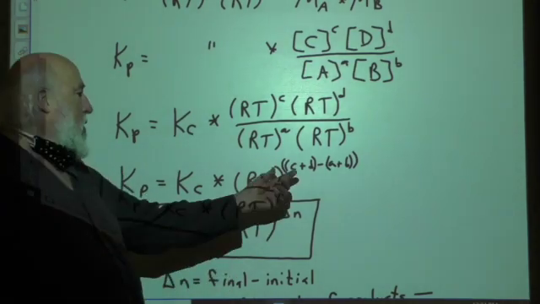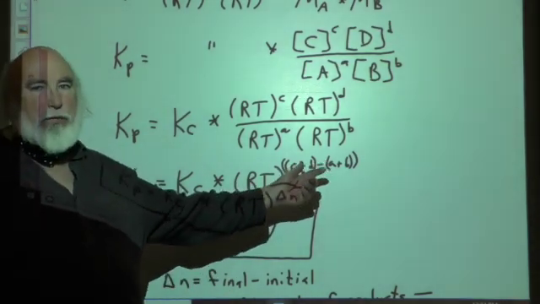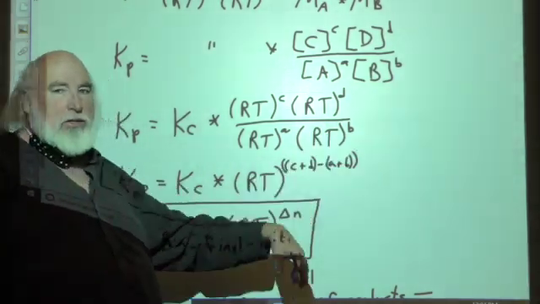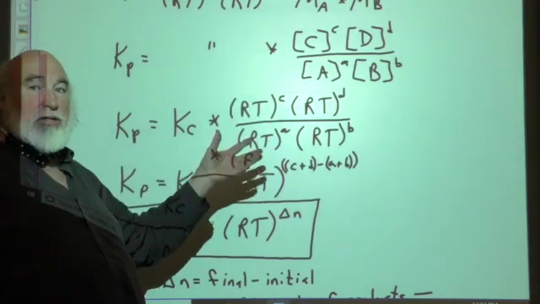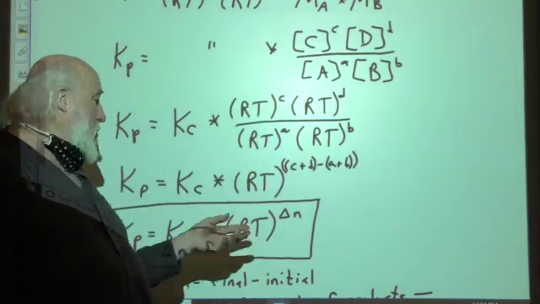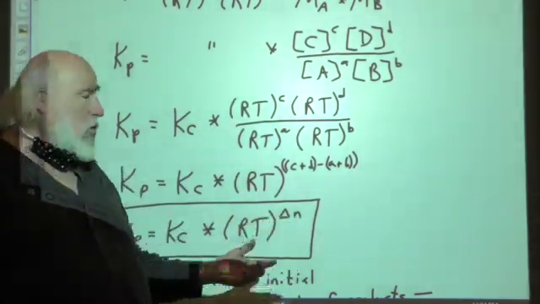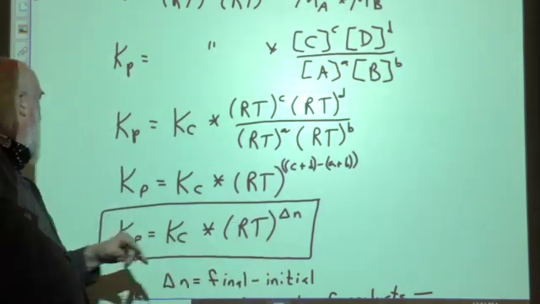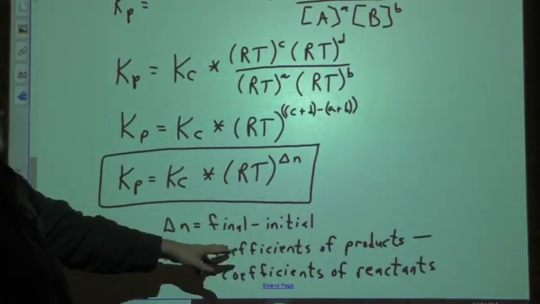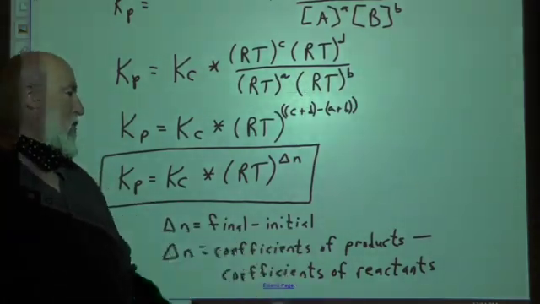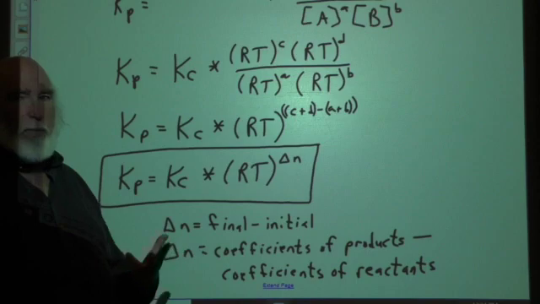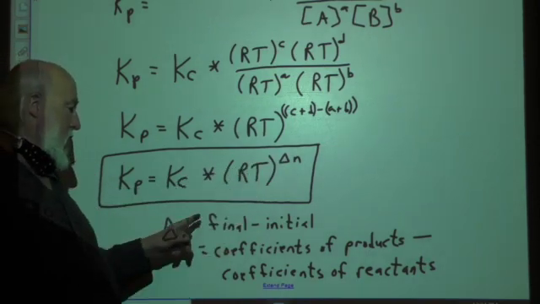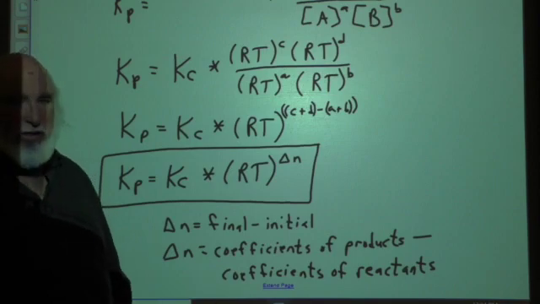Now, C and D are the coefficients of the products. A and B are the coefficients of the reactants. Products minus reactants, that's the change in coefficients. We use N for the change in coefficient. So this is delta N, which means final minus initial, or in this case, coefficients of the products minus coefficients of the reactants. We're going to have a couple of problems in your homework assignment that are going to use this equation, and that delta N is identified here as that.